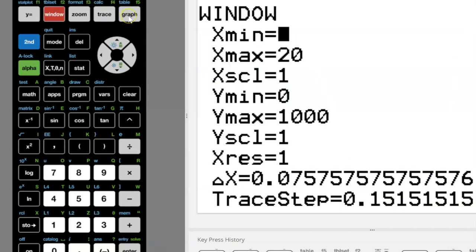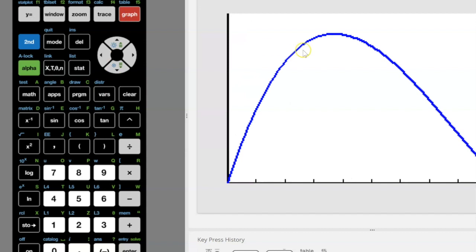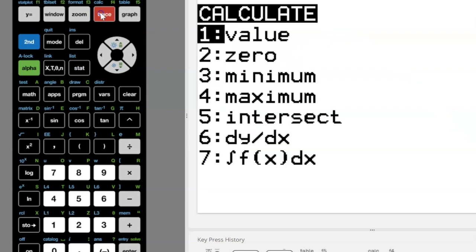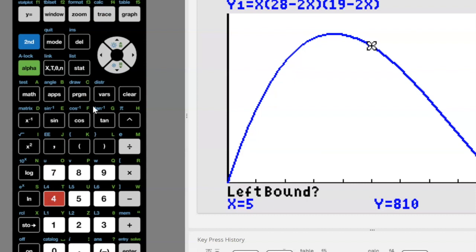But we know that we're not going to have to worry about that much of it because we know that our x max can't be more than 9.5, because if we had something like that, we would have a negative dimension. So we go back to our graph here, and we know that in this particular case, we're only really concerned about finding the relative maximum, this point right up here. So to find a maximum, we'll go second trace max, and then we know we have to be left bound and then right bound.